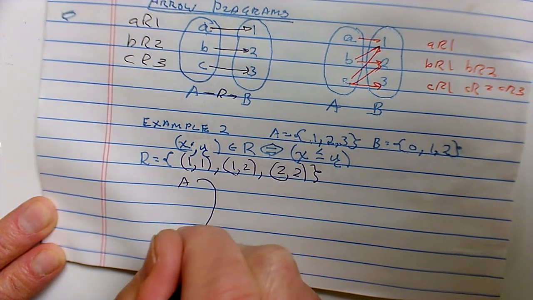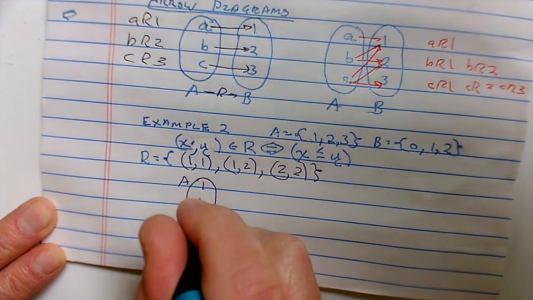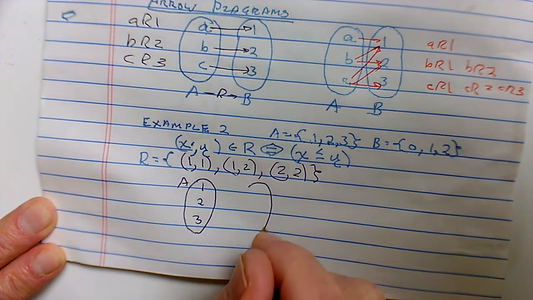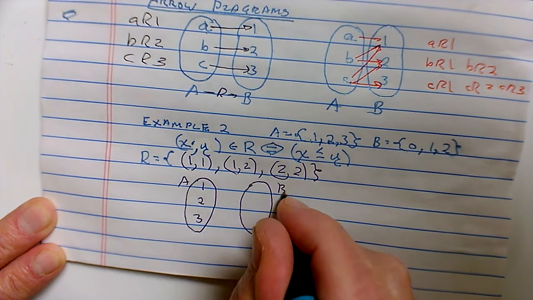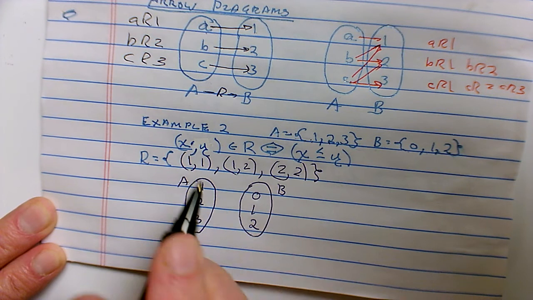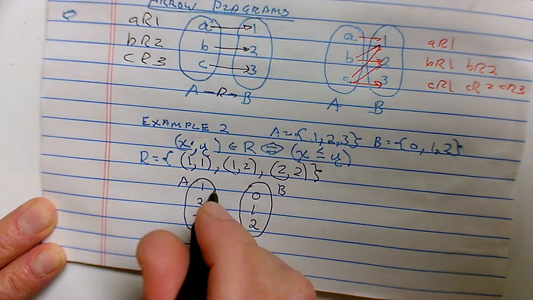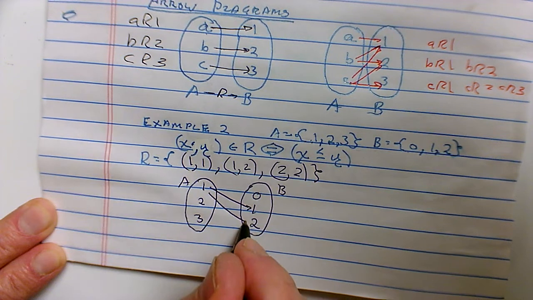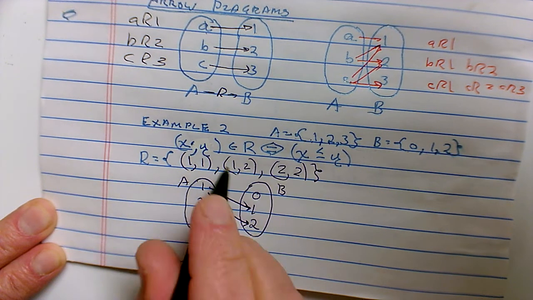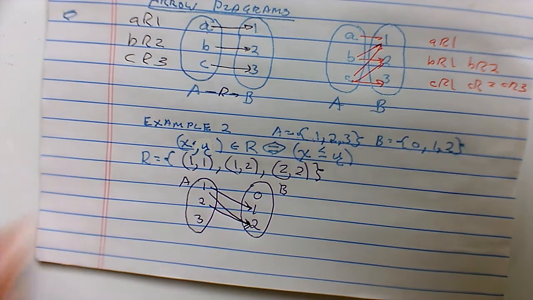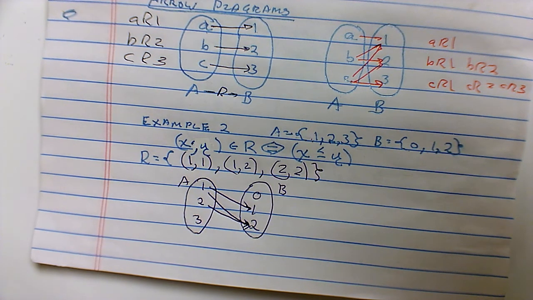If I wanted to show this relation with an arrow diagram, I could put 1, 2, 3 here in the domain, and in the codomain put 0, 1, and 2, and what I have is that the 1 is paired with the 1, is paired with the 2, those are arrows, and the 2 is paired with the 2. And this is an arrow diagram showing the same relation.